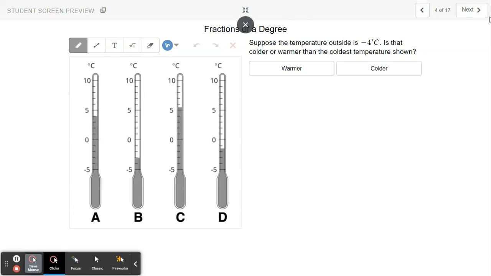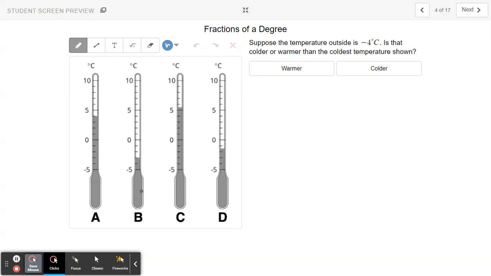Suppose that the temperature outside is -4. Is that colder or warmer than the coldest temperature shown? And looking at this, these are the exact same thermometers as our last slide, right? So I'm going to look, we said that this was the coldest one, B, right? Because it actually goes lower than this one here.